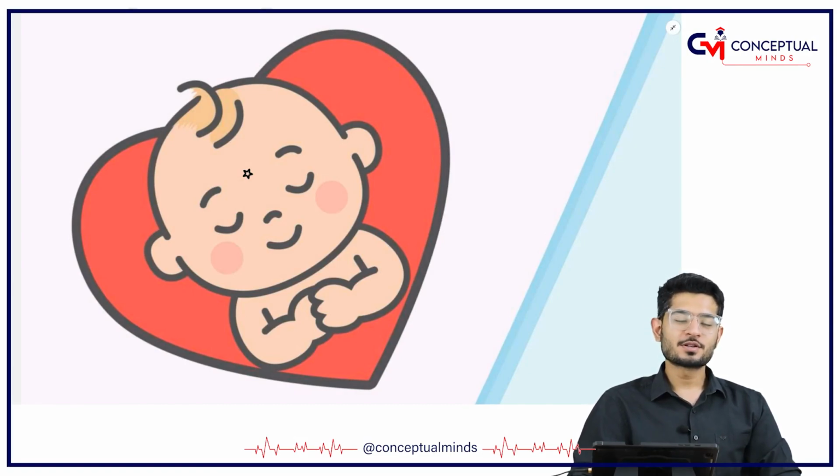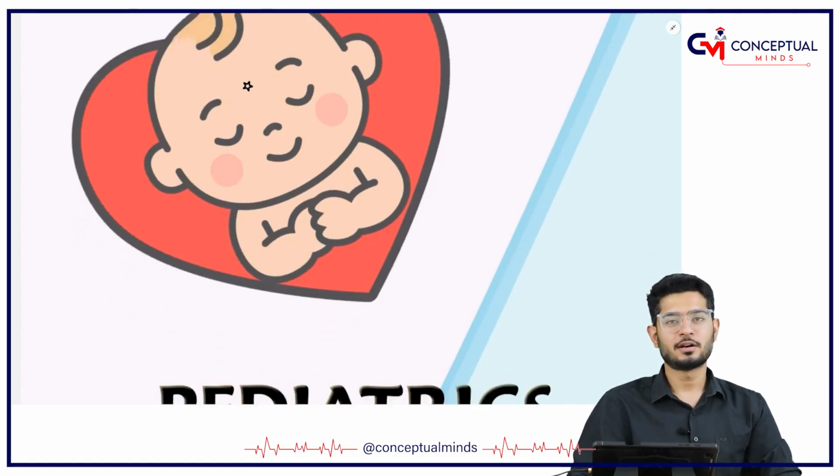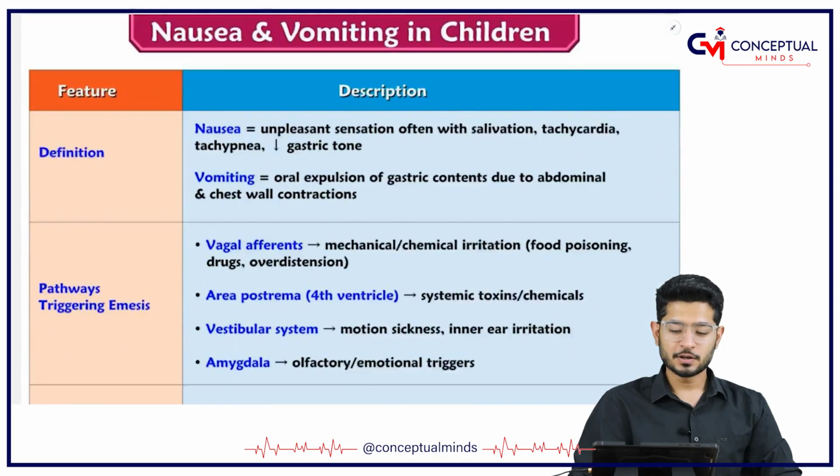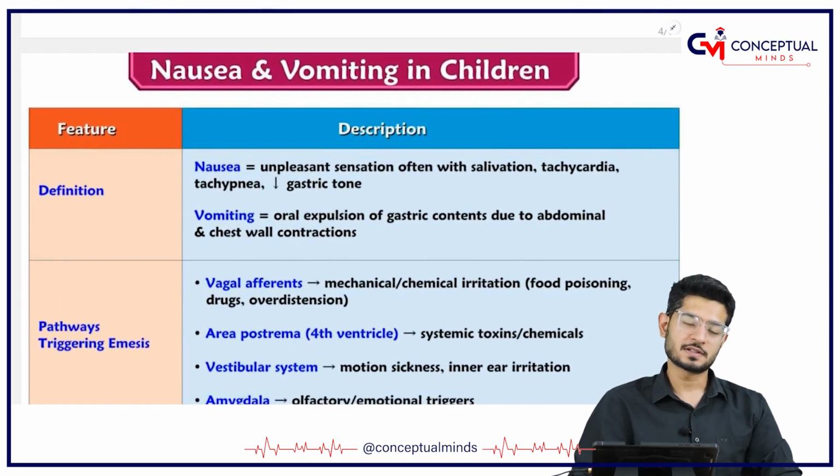So the topic of discussion for today is what are the different causes in the pediatric age group for which a pediatric patient will land up in nausea and vomiting. So what are the different differential diagnoses? This is a symptomatology. We are discussing a symptom, that is nausea and vomiting in children.